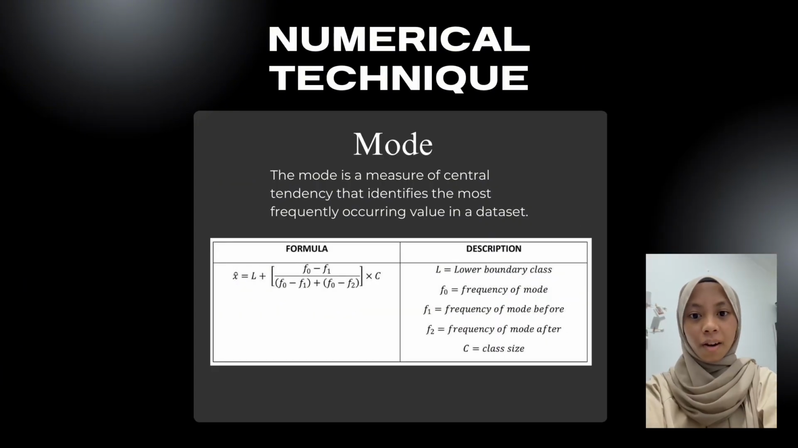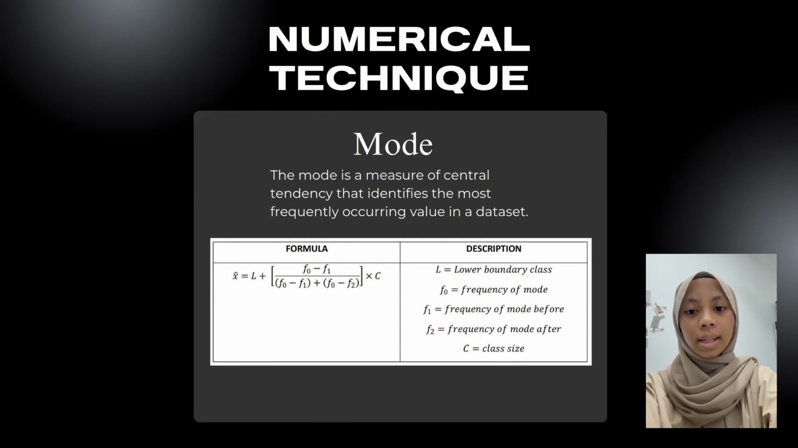Mode is known as the measure of central tendency that identifies the most frequently occurring value in a dataset. The formula is: mode equals L plus, f0 minus f1 divided by f0 minus f1 plus f0 minus f2, multiplied by c. L is known as the lower boundary of the class, while f0 is known as the frequency of the mode class. F1 is known as the frequency of the class before, f2 is known as the frequency of the class after, and c is known as the class size.